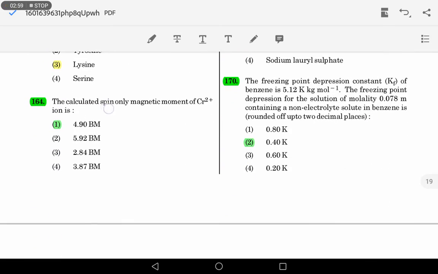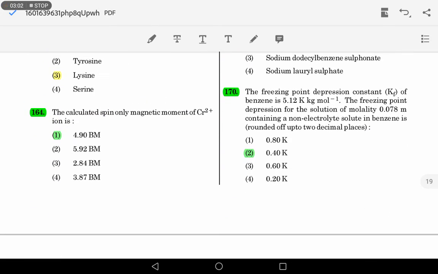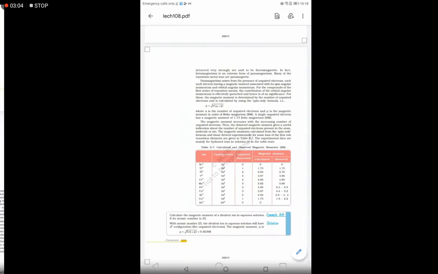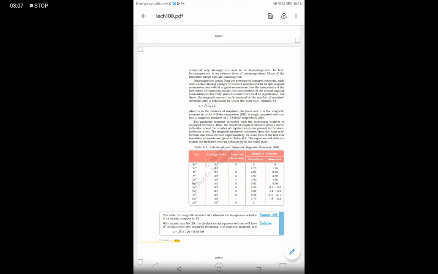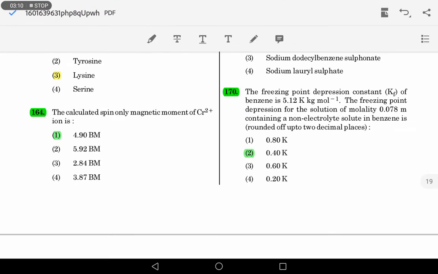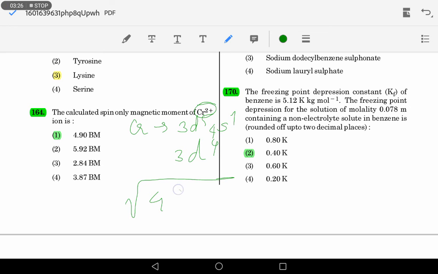Next question, the calculated spin only magnetic moment of Cr2+ ion. The first thing you have to know is the spin only formula, which is mu equal to root n into n plus 2, where n is the number of unpaired electrons. For Cr2+, Cr will generally have the configuration 3d5 4s1. After turning into an ion, it will have 3d4. So root over 4 into 4 plus 2, which is 4 into 6, 24, root 24. Root 25 is 5. So root 24 will be approximately close to 5.